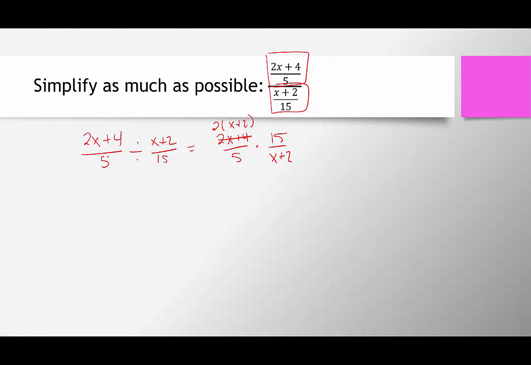So now every polynomial is factored, and then I can just look at the numbers separately. I see that I have a common factor of x plus 2, and the 5 and the 15. And look at that, my denominator became 1, so I no longer have a denominator, and I'm left with 2 times 3, which is 6. So that whole monstrosity in the beginning ends up just equaling 6.